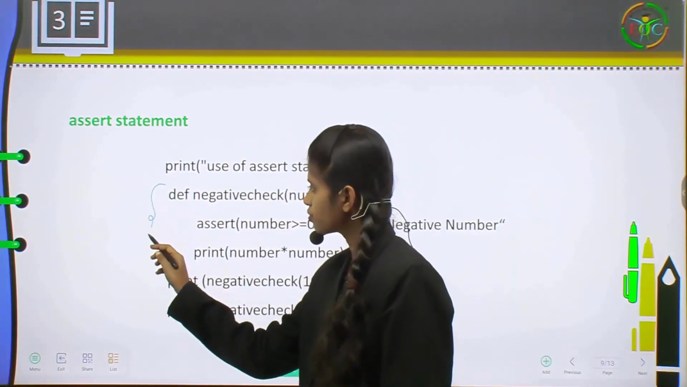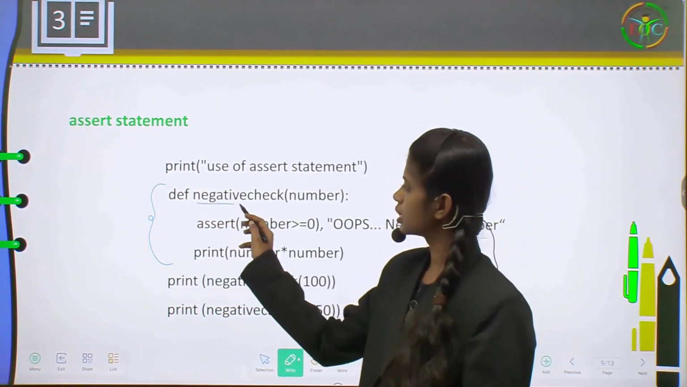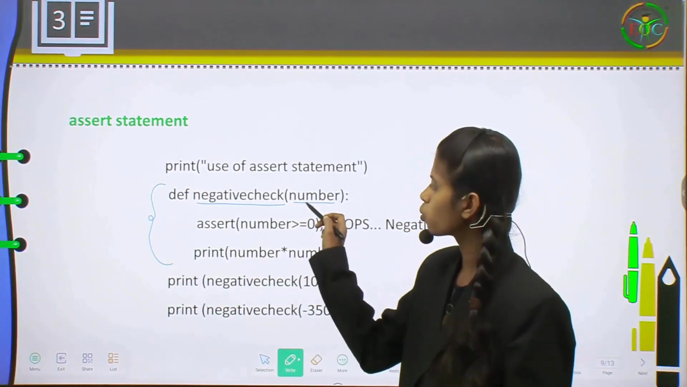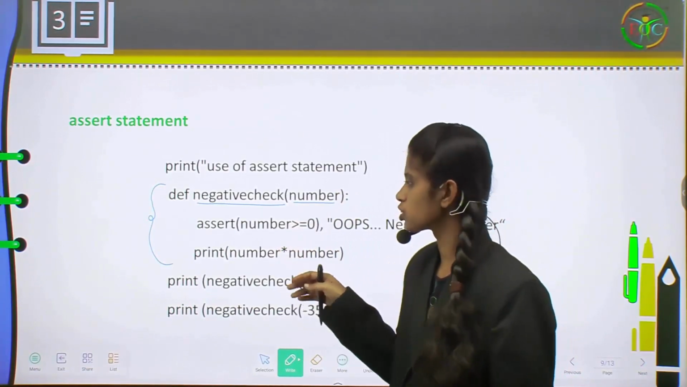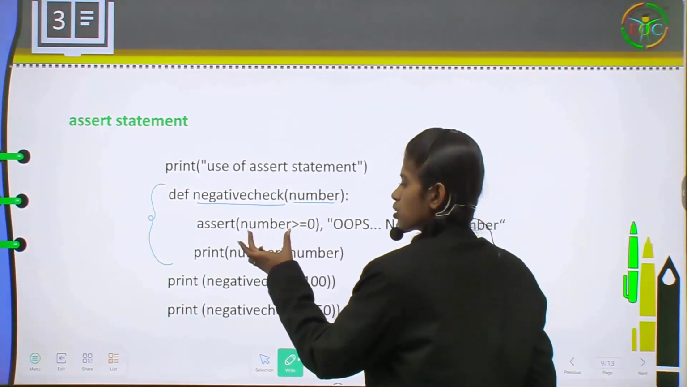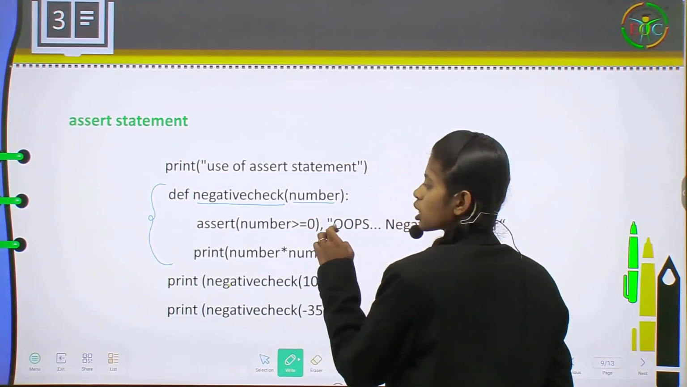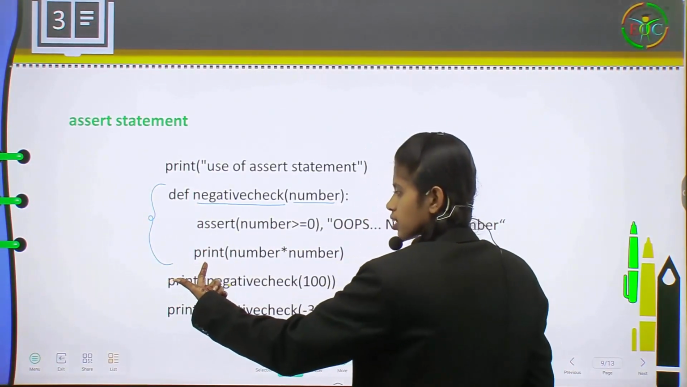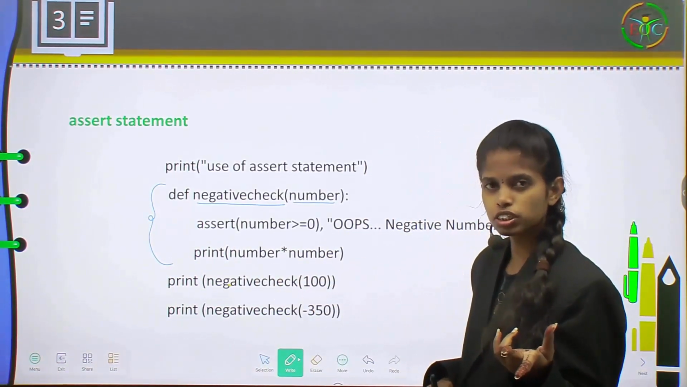This is a user defined function inside the program, and the name of the function is negative check, and the parameter it is taking is number. This will hold some value. That value you should check, whether it is greater than or equal to 0. So you put it inside the expression. This expression looks like this: assert, open the bracket, number greater than or equal to 0. If the condition is true, then go to the next line, print number into number. It means the square of that number is printed.